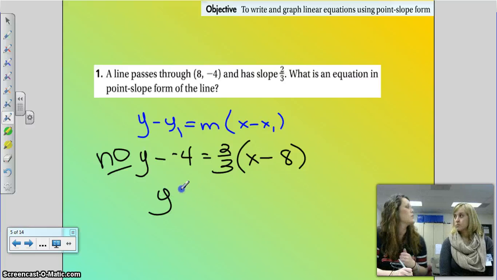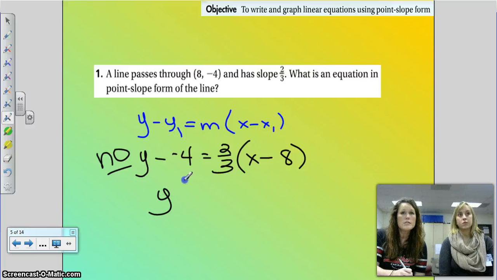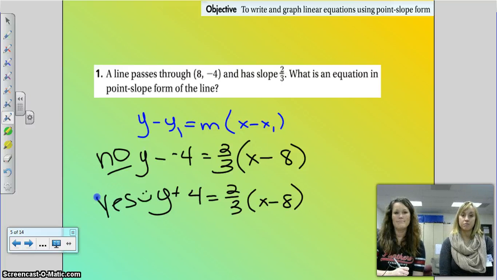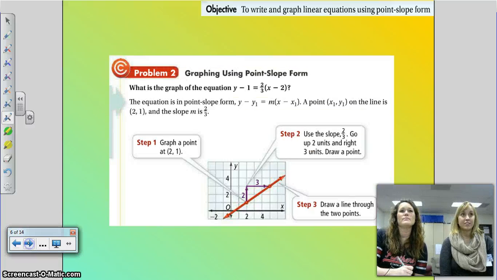Again, we want to call the Department of Redundancy. Get rid of the redundant stuff. So we're going to make that a plus. So y plus 4 equals 2/3 times the quantity x minus 8. Okay, there you go, guys.